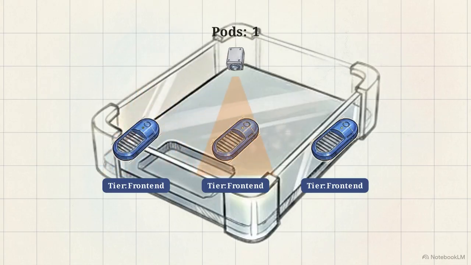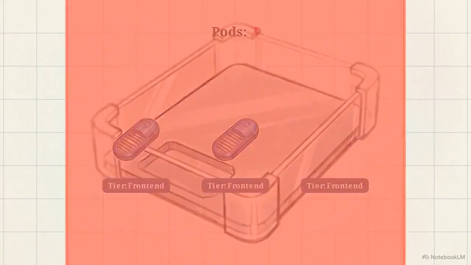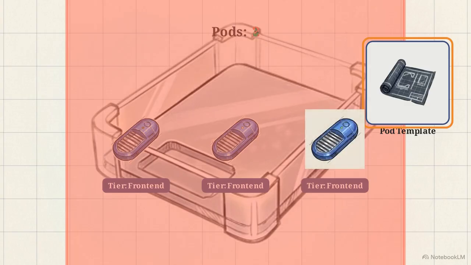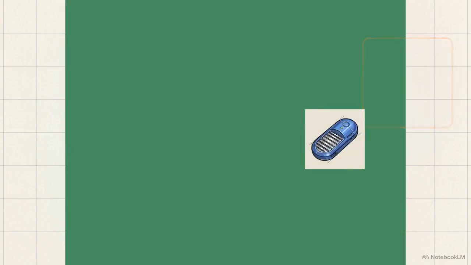Acting as an auditor, the ReplicaSet counts pods sharing that label. If the target is 3 and a pod is deleted leaving 2, the ReplicaSet detects the discrepancy. It references its pod template to synthesize a replacement, pushing the count back to 3.